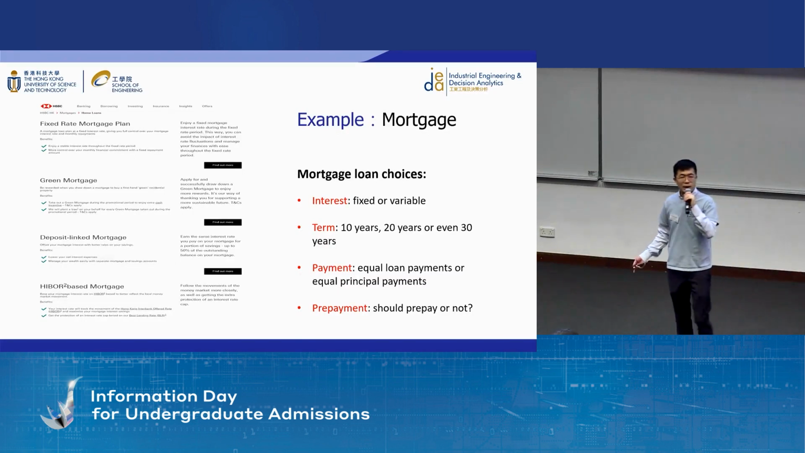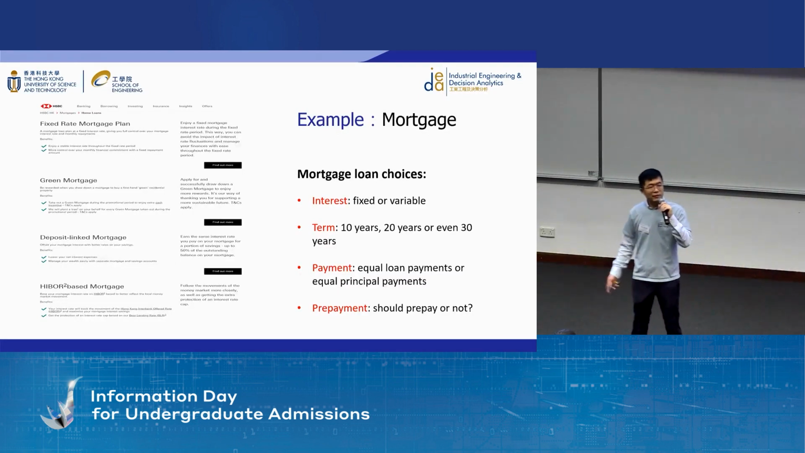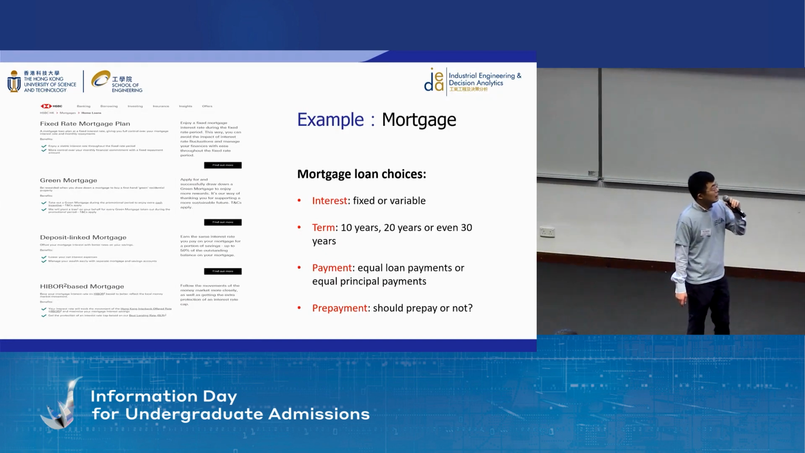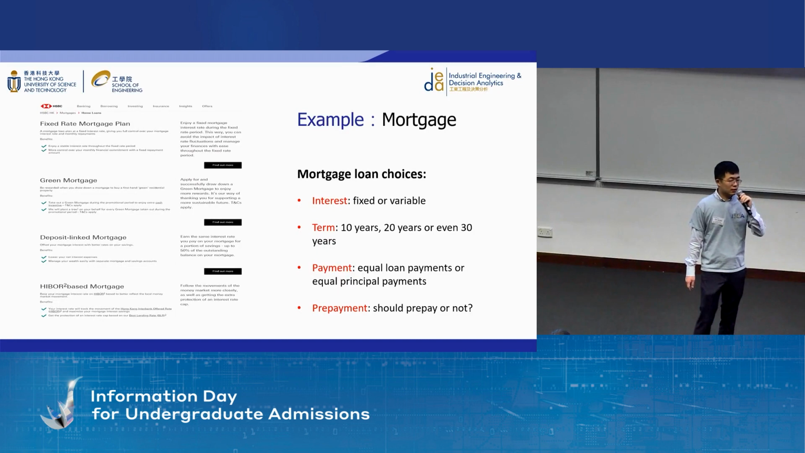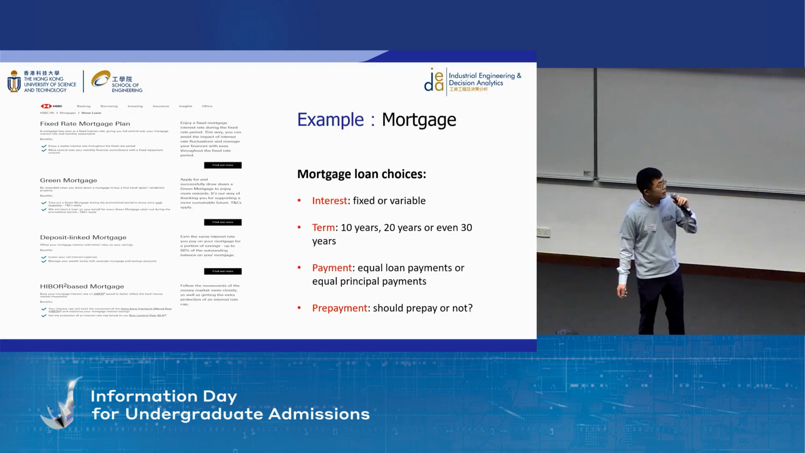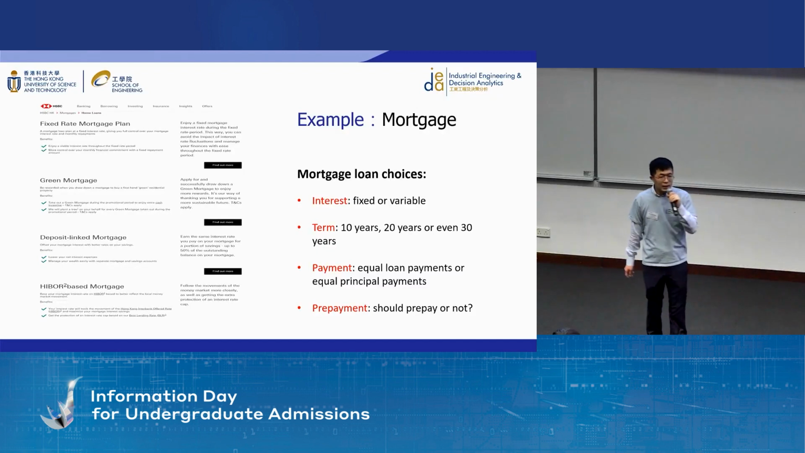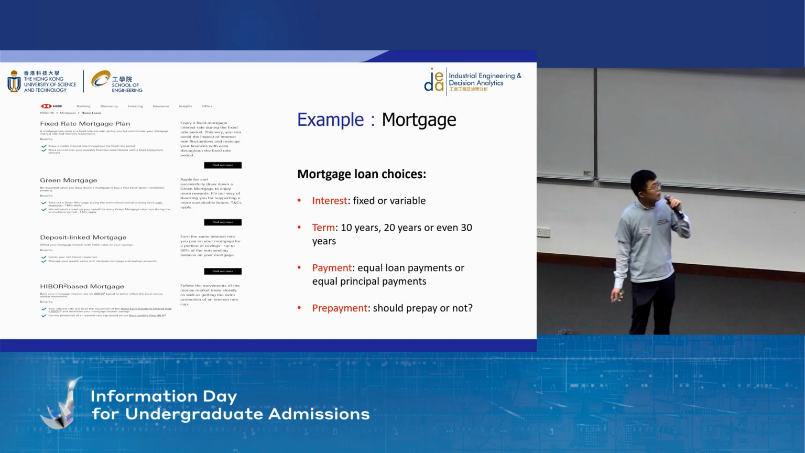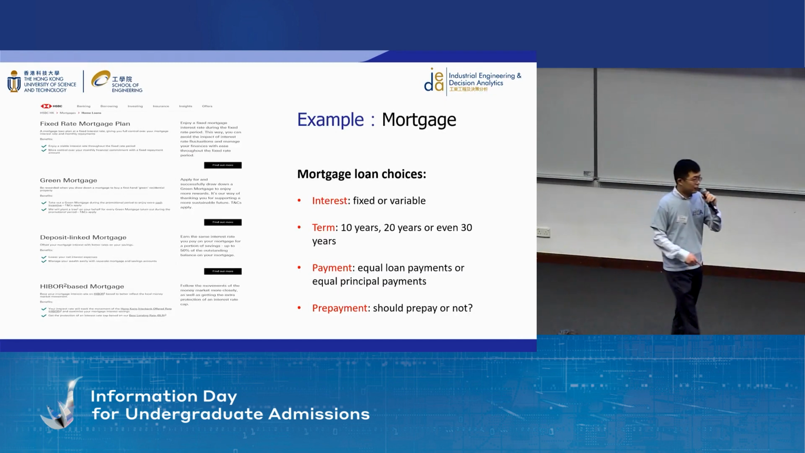The interest rate may be fixed or it may be variable. And also there are terms on the loan, so it can span a time of 10 years, 20 years, or even more. There are also different types of payment associated with a mortgage. For example, you can have equal payments or equal installments for each of your repayments.